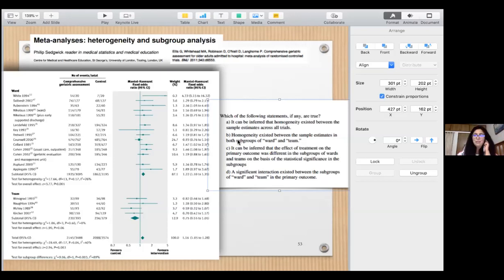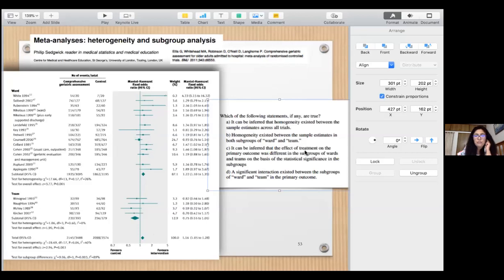Yeah, so there is some amount of heterogeneity, but they can't be called homogeneous, especially the ward one, because the confidence intervals are really wide and the effect sizes are not close together. If you see the dots or the squares, they're not very close towards each other.